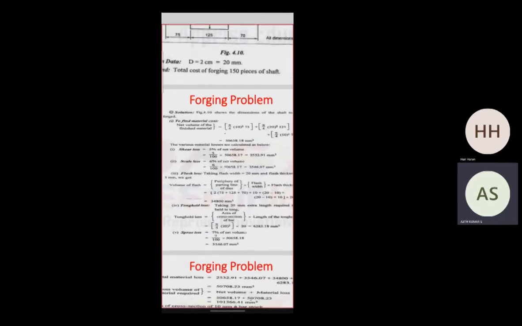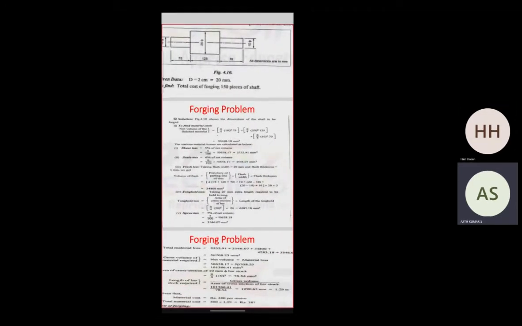Total material loss is equal to 2532.91 plus 3546.07 plus 34,800 plus 6283.18 plus 3546.07. We will get 5708.23 millimeter cube. So we found the total material loss.